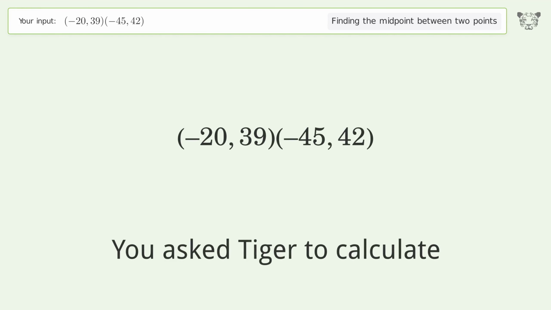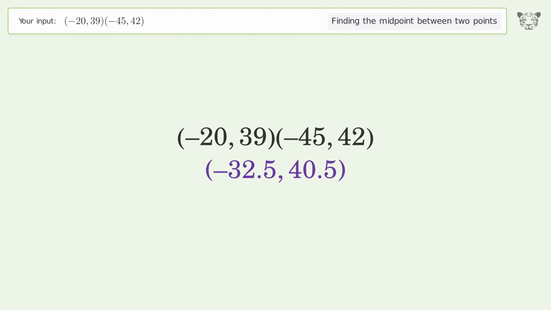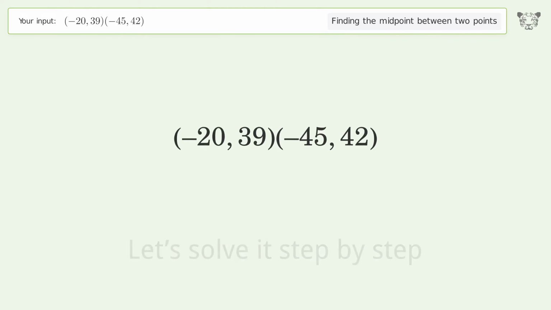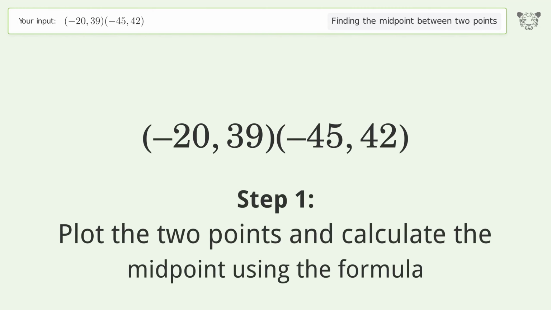You ask Tiger to calculate. This deals with finding the midpoint between 2 points. The midpoint between the 2 points is negative 32.5, 40.5. Let's solve it step by step. Plot the 2 points and calculate the midpoint using the formula.